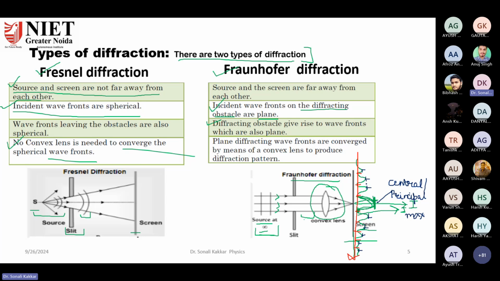The intensity is decreasing as you are moving away from the center. We'll derive this in the first semester: Fraunhofer diffraction at a single slit, then there will be two slits, and then there will be n number of slits.